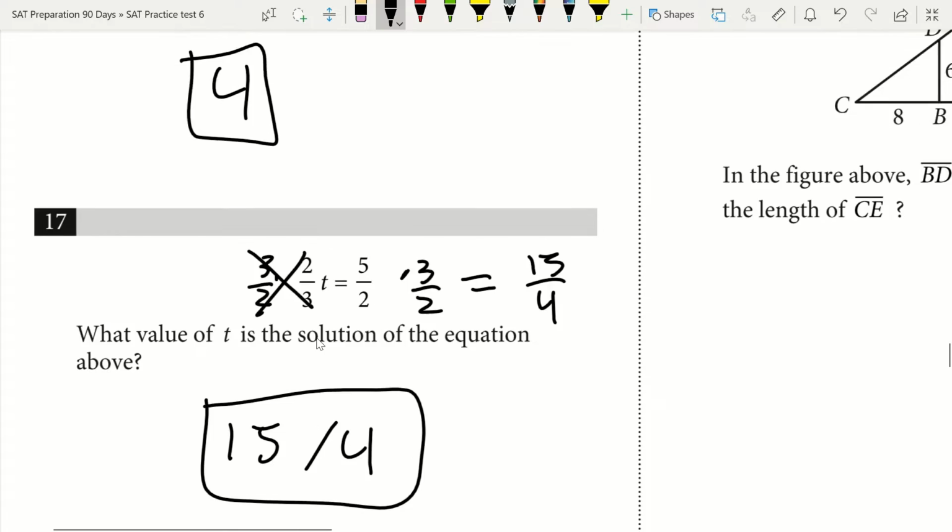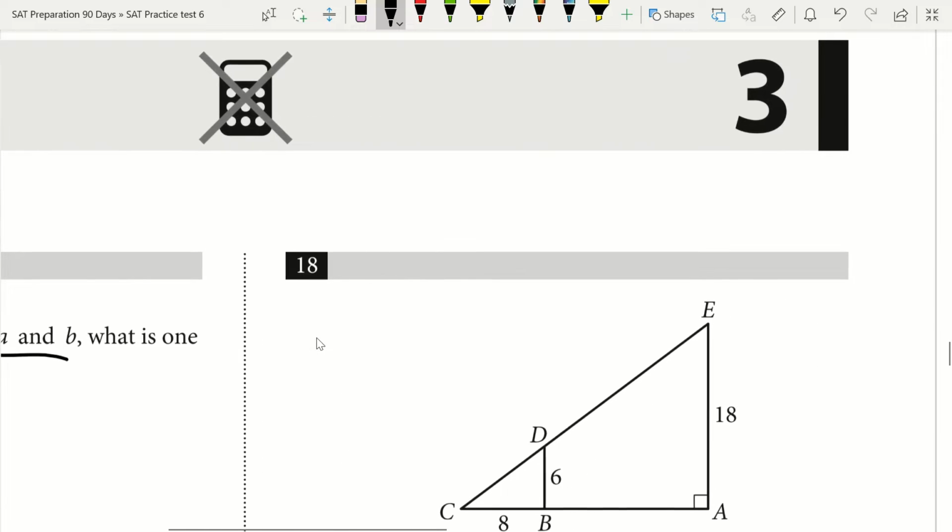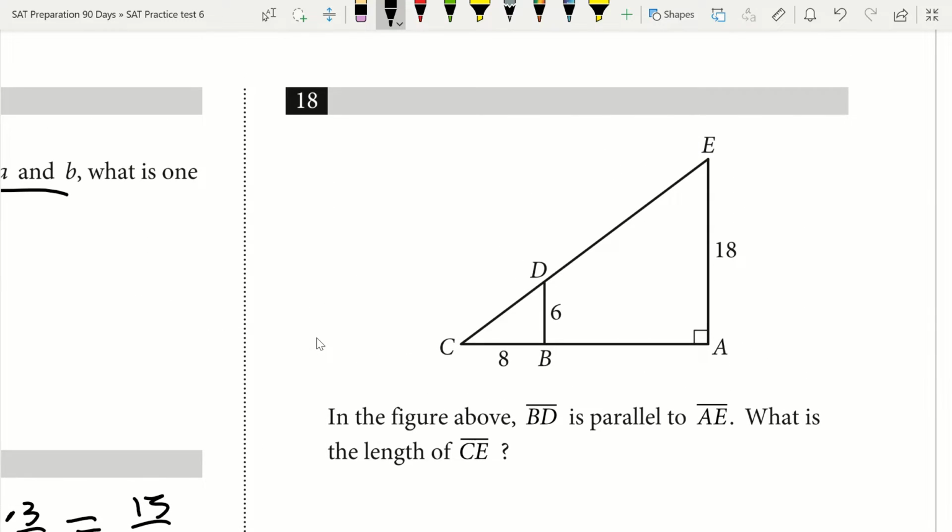All right, next up we've got question 18. Okay, in the figure above, BD is parallel to AE. What is the length of CE? Okay, so I've got right angle there, right angle here. I see that these are similar triangles because they're going to have that same measure there, same measure here. Okay, so similar triangles. What's the value of CE? Okay, that's my hypotenuse. I see I have a 6 here and I have an 8 here. I know that 6 squared is 36, 8 squared is 64, and then the square root of 100 is 10, so I have a 10 there.